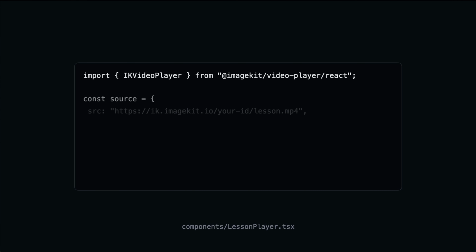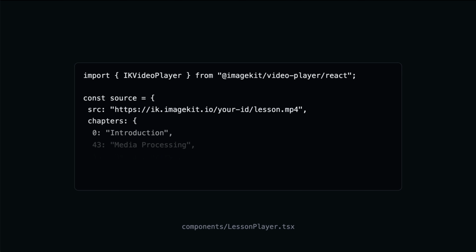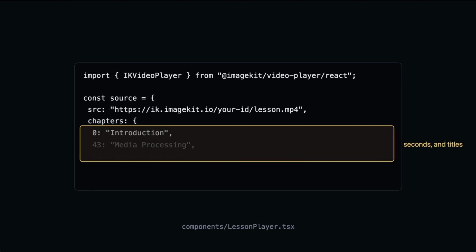Once you install the video player package, you import the player, then import its style sheet, and finally you pass it a source object with a chapters field on it. The keys are in seconds and the values are the titles. Then you're all set. You may notice there are no end times. The SDK works out where each chapter ends from where the next one starts. So you only ever need to write the boundaries.